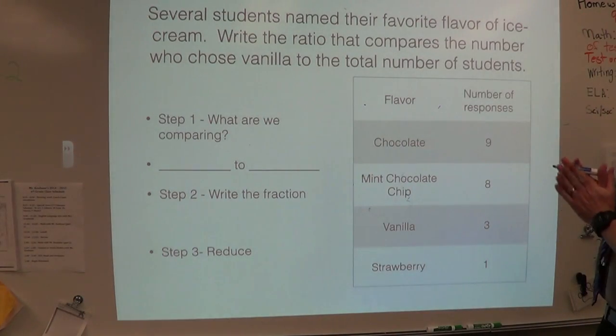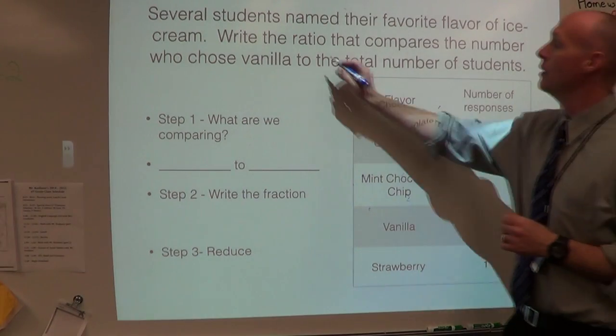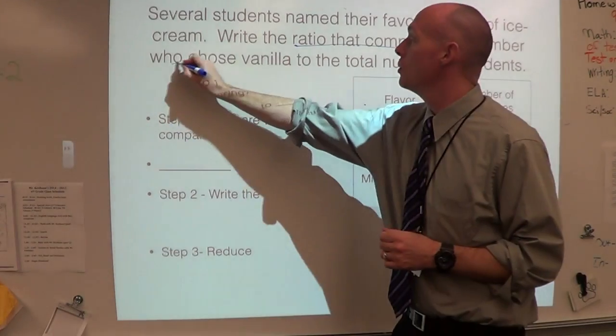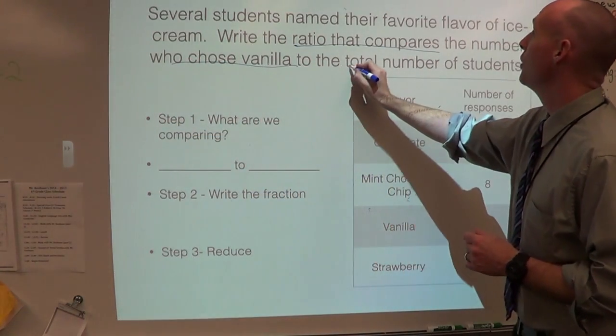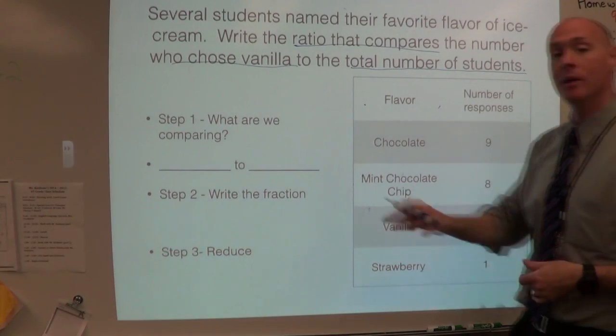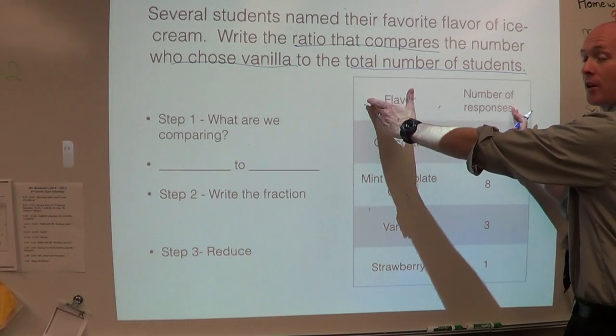Several students named their favorite flavor of ice cream. Write the ratio that compares the number who chose vanilla to the total number of students. Okay, I broke it down in steps for us to follow. But first, let's look at our charts.